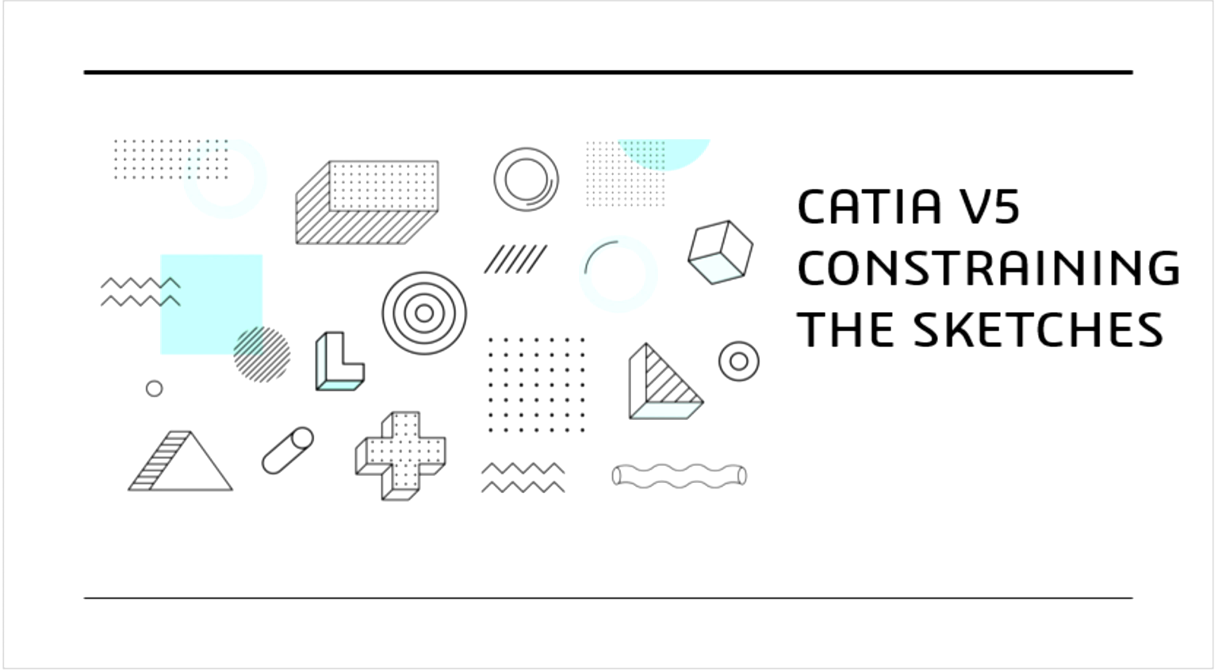In our last video we learned how to create profiles in CATIA V5. Today we shall take the next important step, constraining the sketches. This includes applying geometric constraints, dimensional constraints and using operation and transformation toolbars to refine your design.